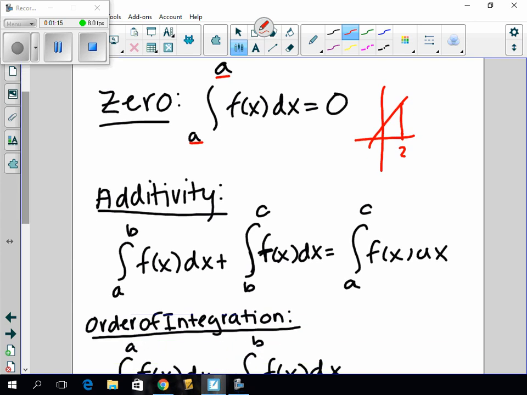Our additivity property says that if I'm integrating the same function from A to B and then from B to C, it's equal to integrating the function from A to C. If we look at our first linear function here and we integrate it from 1 to 2 and then from 2 to 3, we could have just integrated it from 1 to 3, and that would have been the same area. As long as we're dealing with the same function and those B's match up, we can just say it's the integral from A to C.